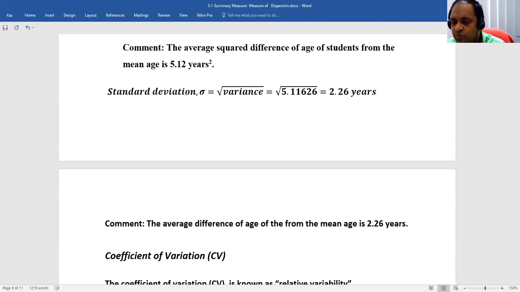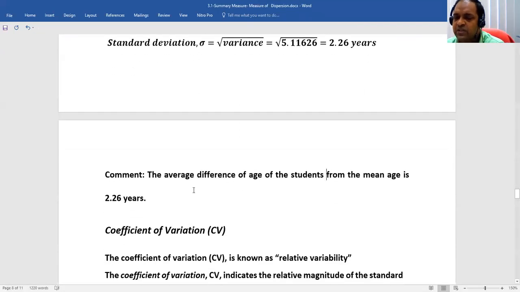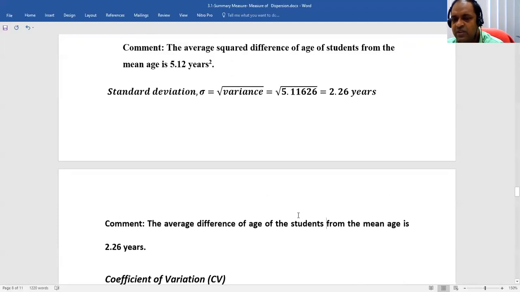Please don't forget to put all the information in the interpretation, because a very important part of statistics is the interpretation in the comment. Your calculation will be in the computer. Nobody will go to see your calculation. Everybody will see what type of interpretation we are going to write. So put all the information in the interpretation. So this is the age of the students from the mean age, 2.26 years. So this is the comment for the variance and standard deviation.